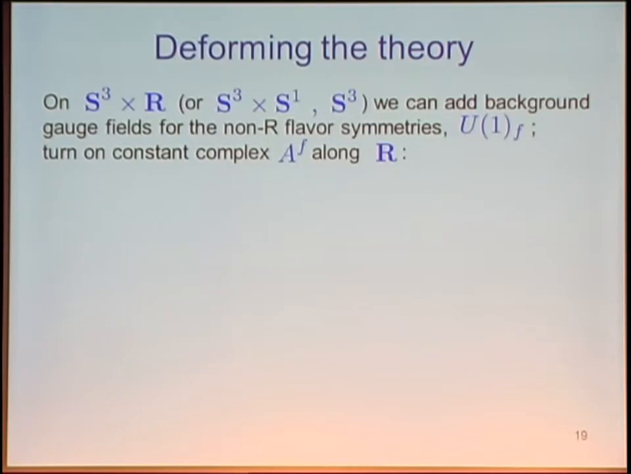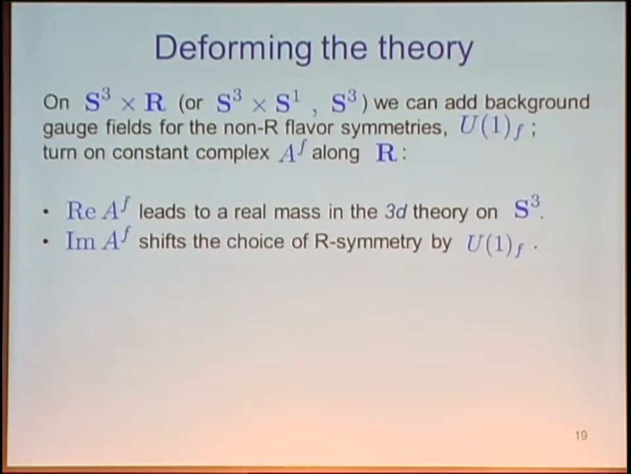And we can turn on a gauge field along the S1 direction. And that appears as a parameter in the theory. And we would like to interpret what this parameter does and see how it will affect the answers. So again, let me review. We have S3 cross S1, and we have a bunch of parameters, which are constant gauge fields along the S1 for the various non-R symmetries. And since we are being kind of reckless with the reality properties, wherever we turn on a parameter, we should allow it to be an arbitrary complex number.